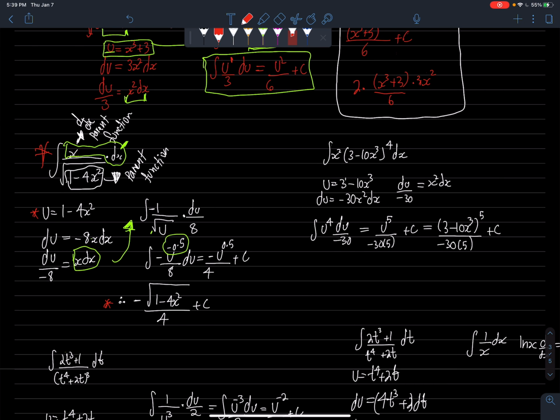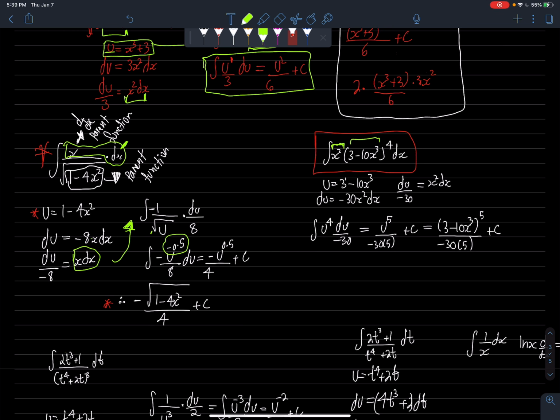Next example. So for this one, you could just multiply in if you had time, but why? You have this here, and you have the derivative of it right on the outside. So why do that?